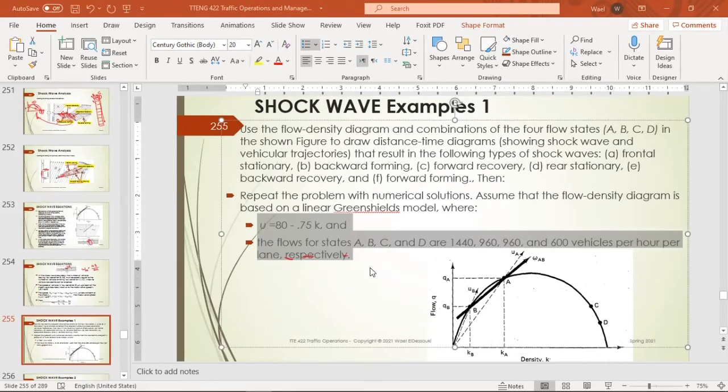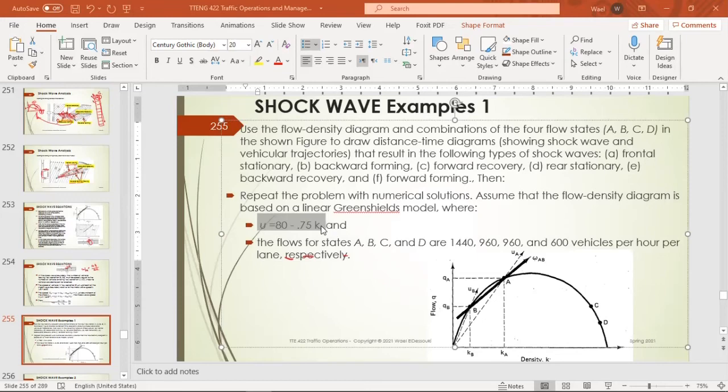Okay, let's start with the following. Here we have the speed density relationship. As you can see, it's linear. Let's calculate omega BA. For example, omega BA equals delta Q divided by delta K. That means it's QB minus QA divided by KB minus KA.